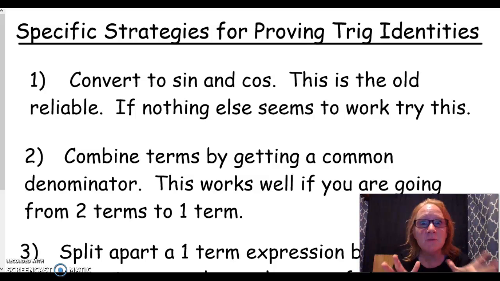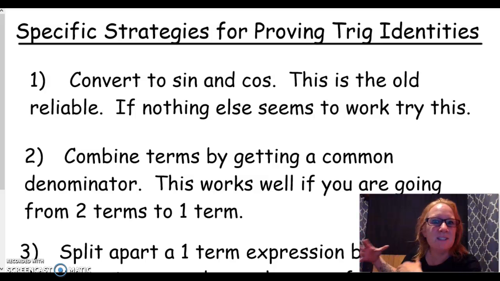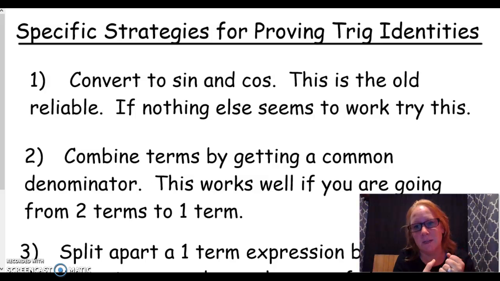Like in softball, generally we think hit away. That would be the sine and cosine. Now, sometimes you bunt. That would be going to a different thing, like 1 over cotangent. Okay, so generally convert to sine and cosine. That's the old reliable. If nothing else seems to work, try that.